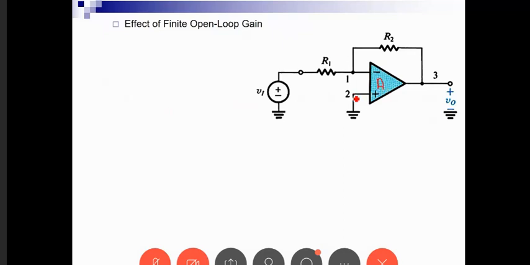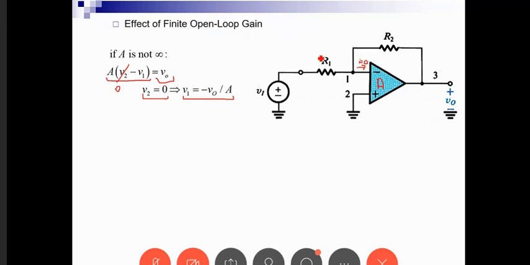Then I will have to set V2 equal to 0. So we know that A times (V2 minus V1) equals VO. Since V2 equals 0, we establish the relationship that VO equals minus A times V1, or V1 equals minus VO over A. The current flowing here is still equal to 0.